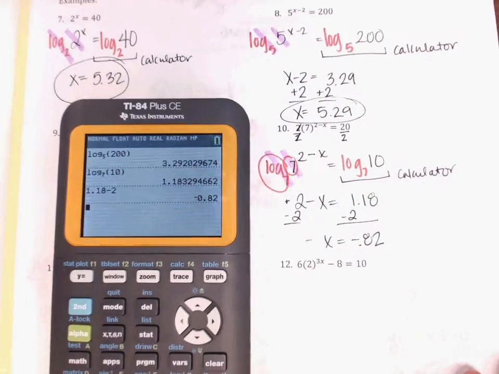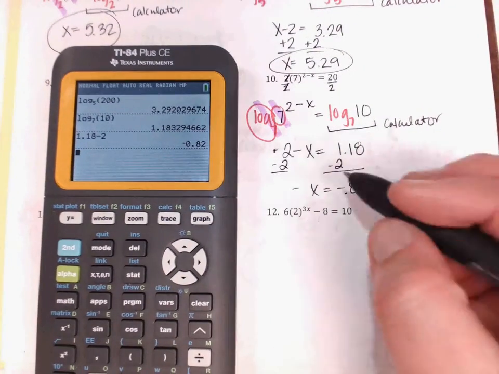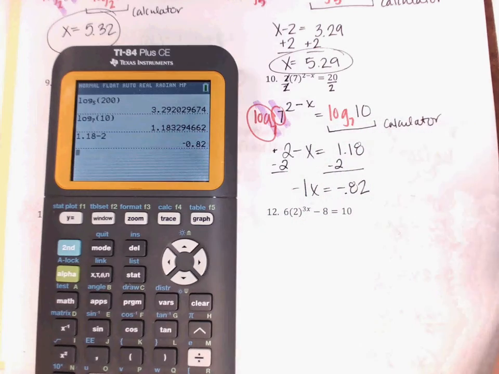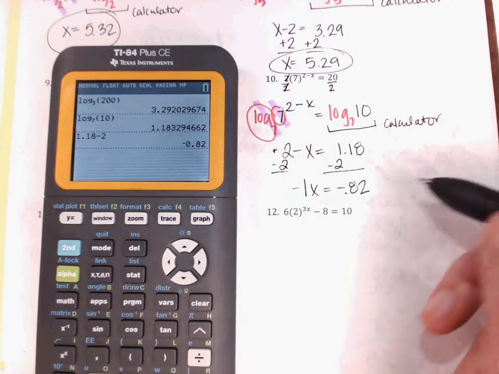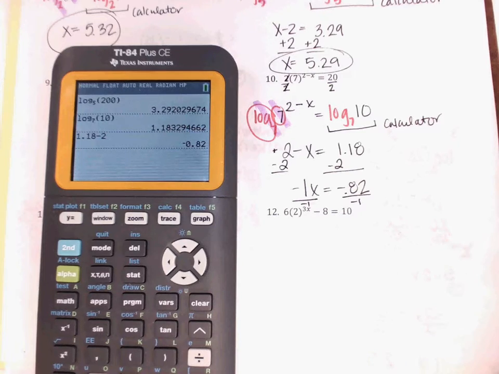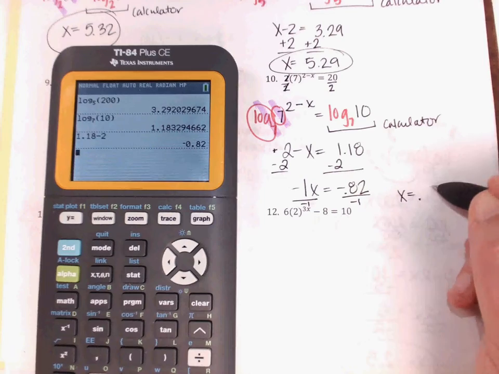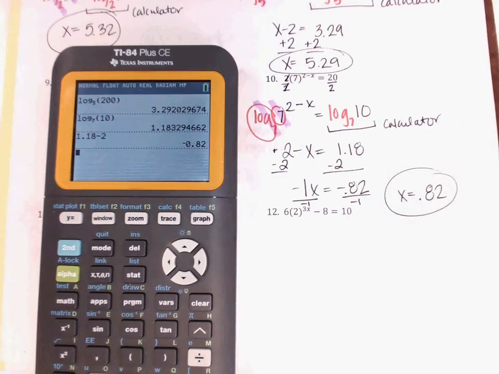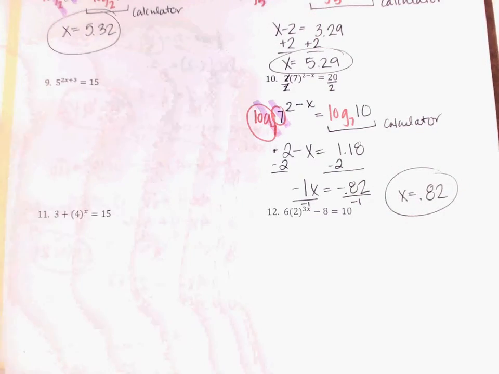And then if that's a negative in front of my x, that's really a negative 1. So what do I need to do? Divide by negative 1, divide by negative 1. And if you divide negative 0.82 by negative 1, it just turns it positive. Good job. Okay, last one we're doing together is number 12.